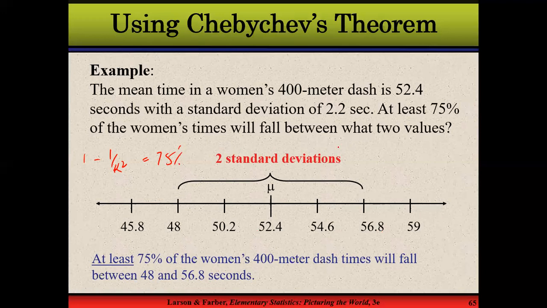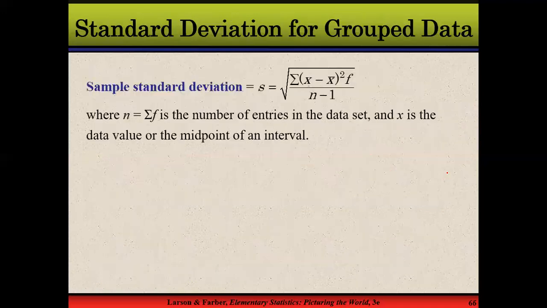Right? So if 52.4 is your mean, and you want to add two standard deviations, then you multiply 2.2, which is the standard deviation, with 2, and you add that to 52.4, and the answer would be 56.8. Again, if you deduct that from 52.4, the answer would be 48. Right? So this is the range between which 75% of the values fall.